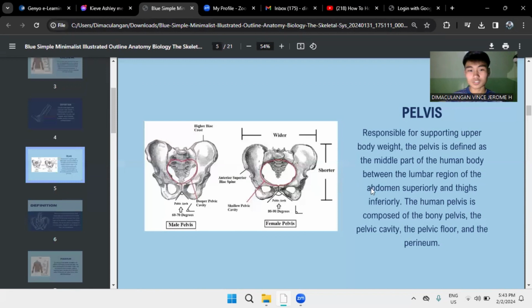And this is the pelvis, responsible for supporting upper body weight. The pelvis is defined as the middle part of the human body between the lumbar region of the abdomen superiorly and thighs inferiorly. The human pelvis is composed of the bony pelvis, the pelvic cavity, the pelvic floor, and the perineum. And this is the female pelvis and male pelvis.